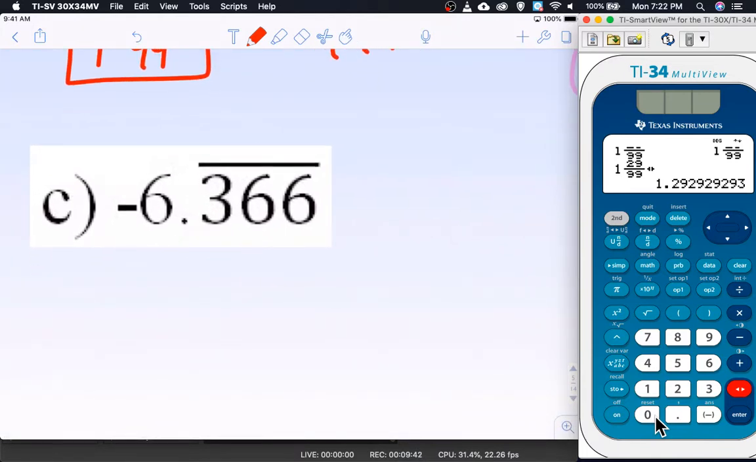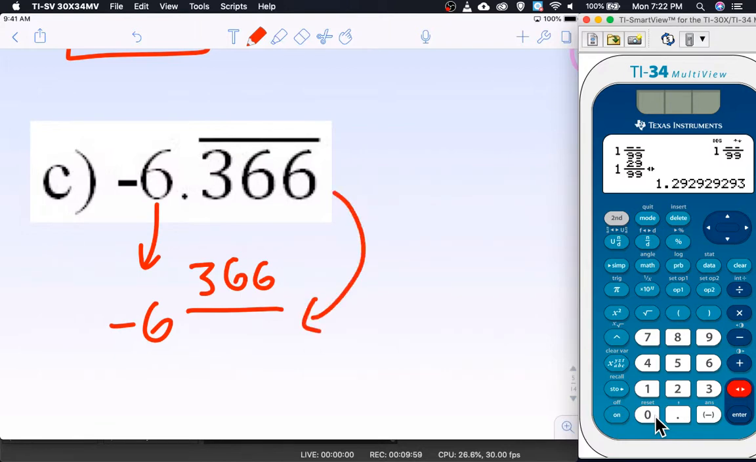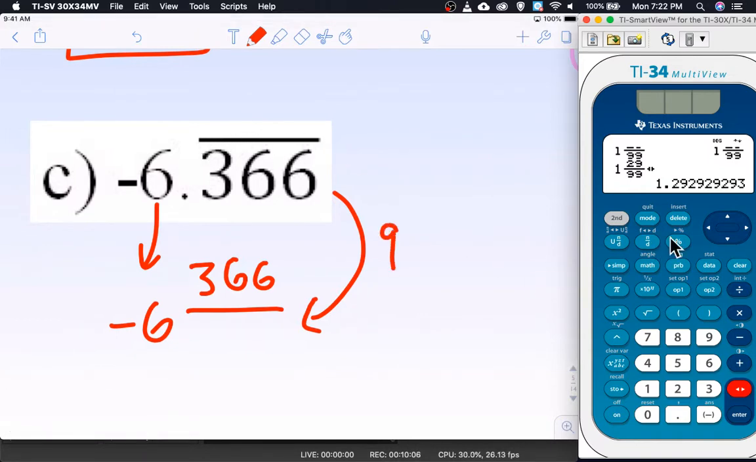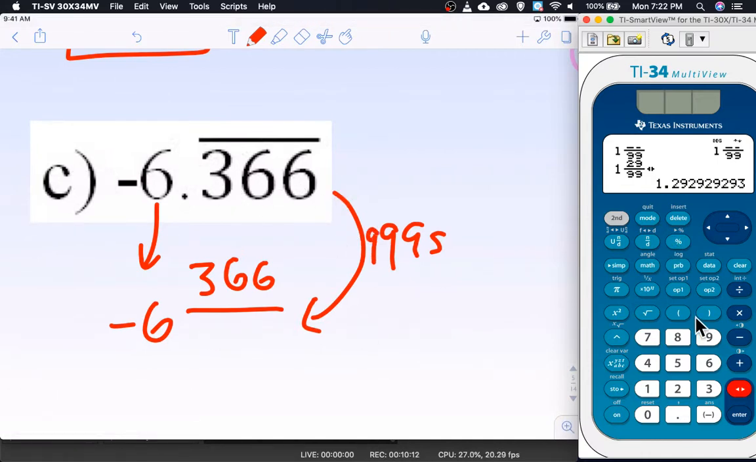All right, letter C. This is probably the last of these that I'm going to do for you. And hopefully you're kind of recognizing the pattern here. This is going to be my whole number, -6. The numerator is going to be the junk that's being repeated, 366. The denominator, because this is a repeating decimal, the bar, because it's being repeated, it's out of 9s. How many 9s? Well, there's 3 digits being repeated, so I need 3 9s on the bottom.